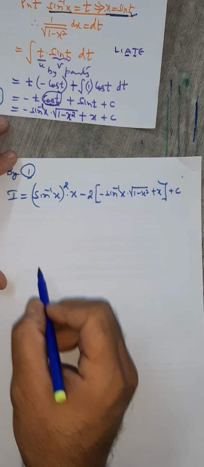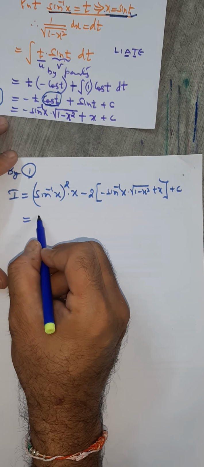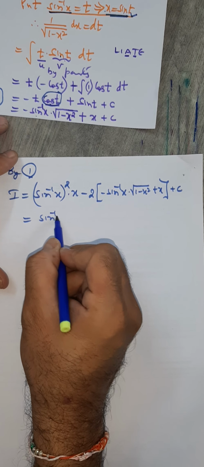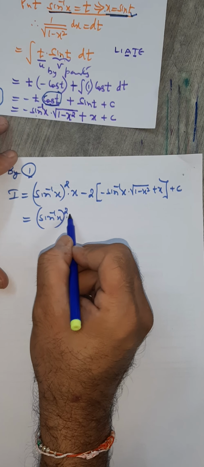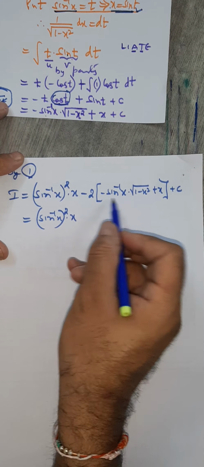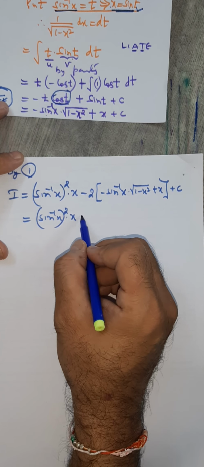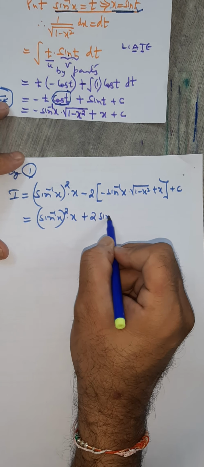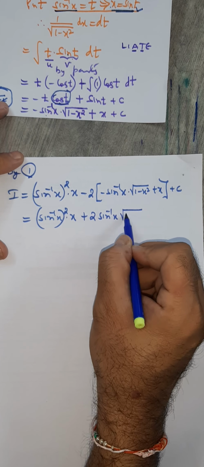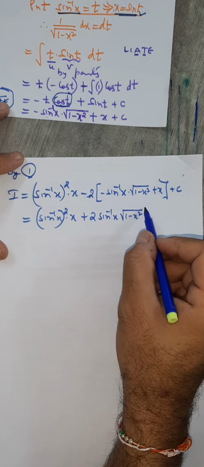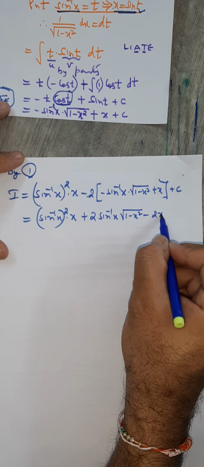plus c, remember. So finally we are getting here sine inverse x the whole square into x. This 2 will go inside, so this is plus 2 into sine inverse x into root of 1 minus x square, and this is minus 2x plus c.